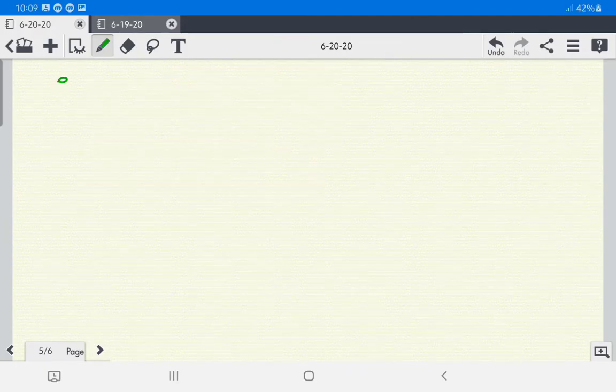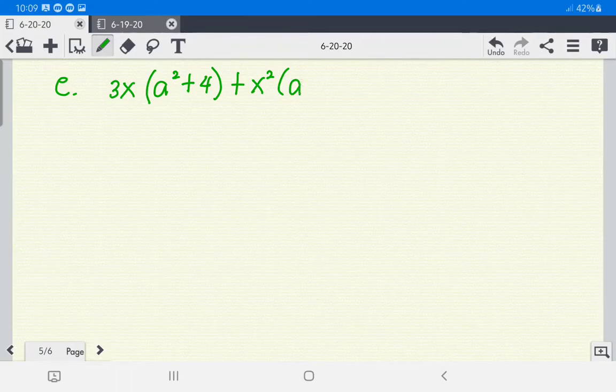For letter E, let's say 3x times a squared plus 4, then plus x squared times a squared plus 4. Okay, so this is just like the letter D example. It looks complicated, but it is very easy. As you can see, we have the same binomials, a squared plus 4. So what you are going to do is just copy a squared plus 4.